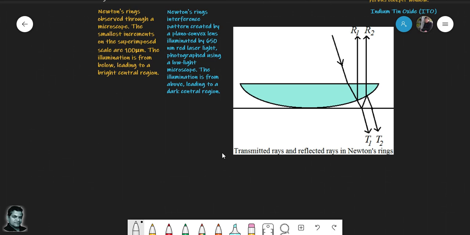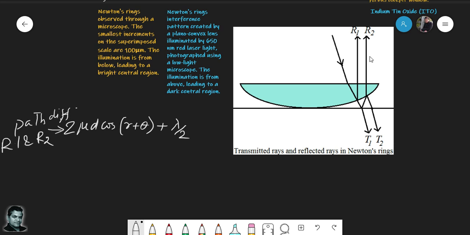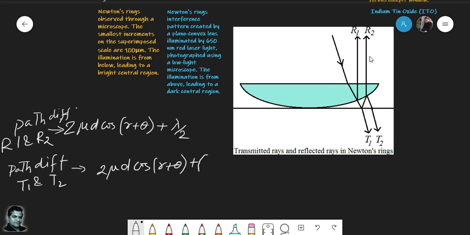We have the path difference between these two rays, R1 and R2, as 2 mu d cos r plus lambda by 2. That's what we derived in our previous lectures. So this is the path difference between ray R1 and R2. What is the path difference between these two rays T1 and T2? In that case, this component which is there here is lambda by 2, here it's 0. There is no phase difference between the two transmitted rays T1 and T2, and that's why there is not this extra path difference, while for the two reflected rays R1 and R2 there is an extra path difference, lambda by 2.